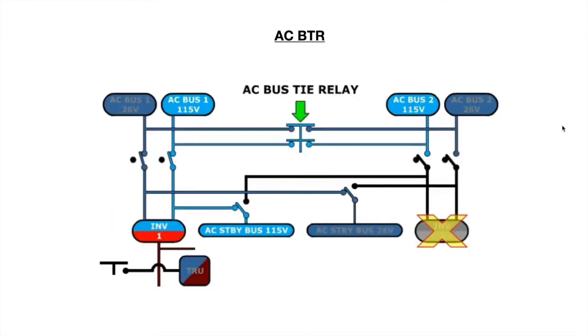Just like the BTCs we had in the DC network, we have the AC BTRs in this. BTR stands for bus tie relay. So with this BTR, we can transfer power from one inverter to both the buses, which are AC bus 1 and AC bus 2, in case any DC bus is inoperative.